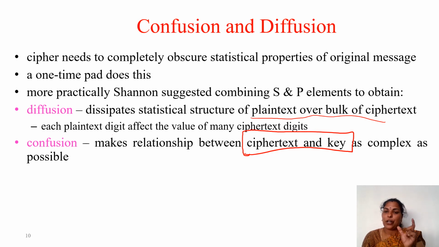Confusion means you have to remember: ciphertext and key. Diffusion means plaintext and ciphertext. If you change one digit in the plaintext, it may affect many bits in the ciphertext.